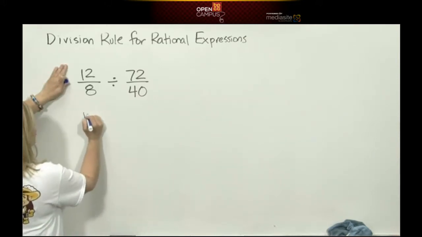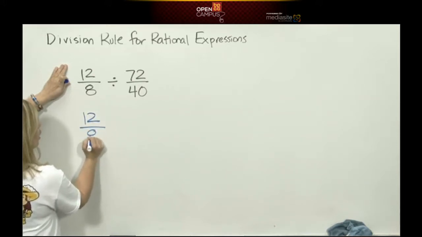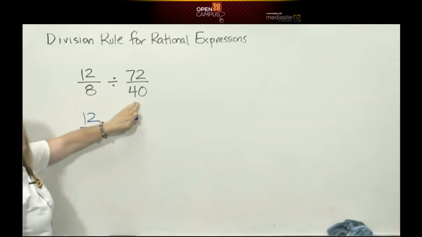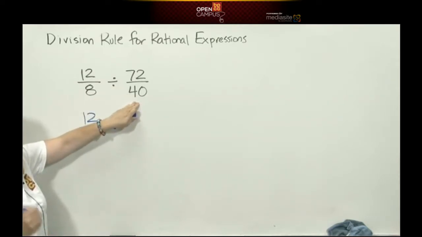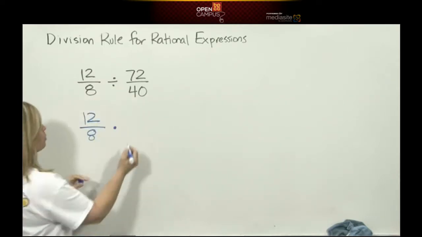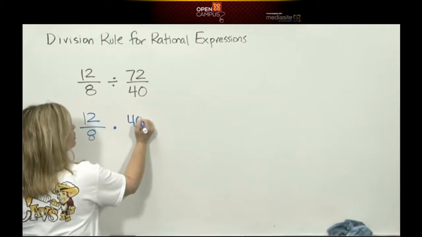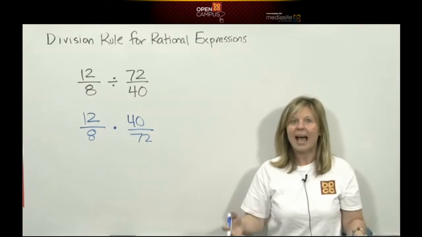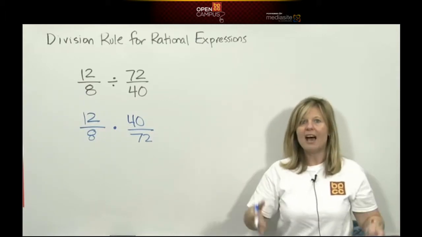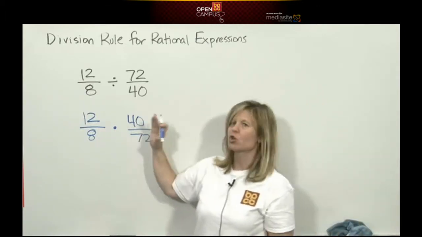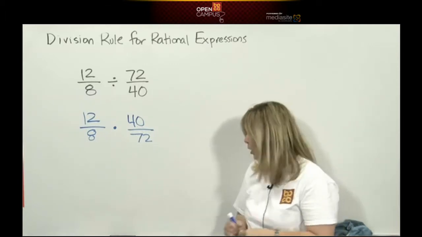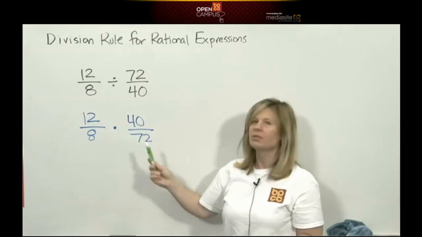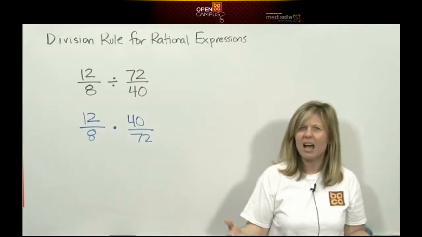We leave the first fraction put, we change division into multiplication, but we have to invert this fraction. We have to flip it, do the reciprocal, the multiplicative inverse. The 40 moves to the numerator, the 72 moves to the denominator. That's the rule. You never start division. You first rewrite. Now, it's up to you. You can do 12 times 40 and 8 times 72. But remember, we're not using calculators.